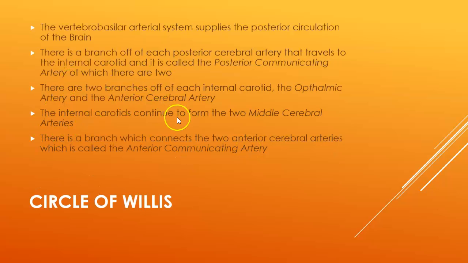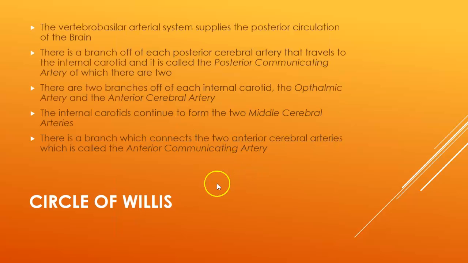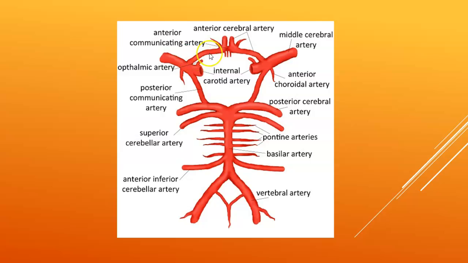The internal carotids continue to form the two middle cerebral arteries, here and here. So they're the internal carotids until they meet up with the posterior communicating, and then they continue outward to supply the brain. They are called the middle cerebral arteries here and here. And then there is a branch which connects the two anterior cerebral arteries, which is called the anterior communicating artery, which we see here.